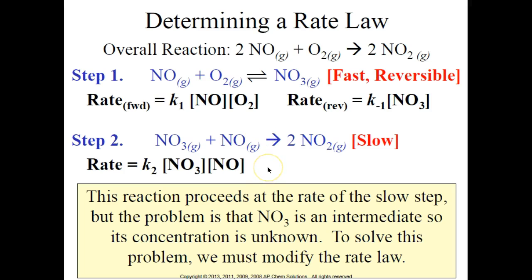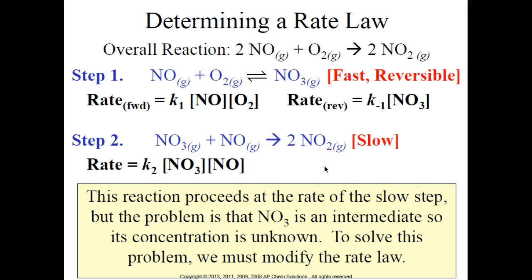The problem is that the NO3 is an intermediate, and we don't know its concentration. We have no control over that. So you cannot have an intermediate in your rate law. So that's some important thing to write down. You cannot have an intermediate in your rate law. You can only have reactants. You could have a catalyst, but you're probably not going to write one that has a catalyst in it because we haven't even gotten to the catalyst yet in this lecture.